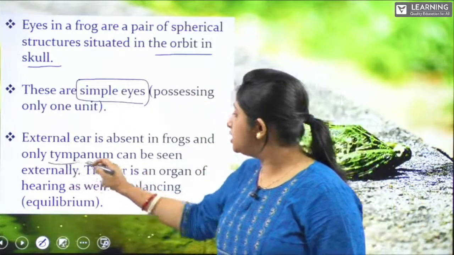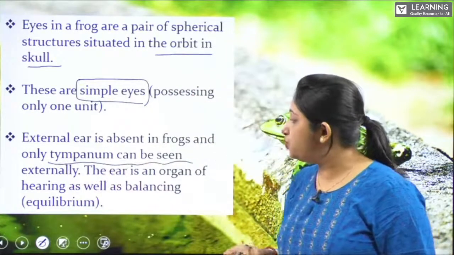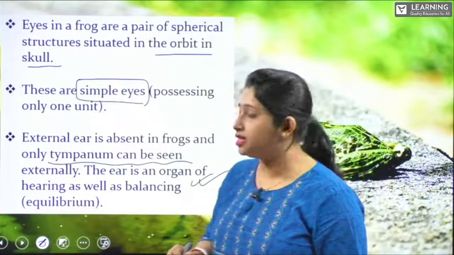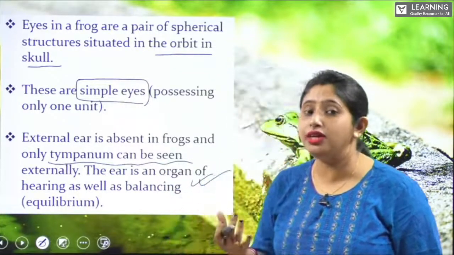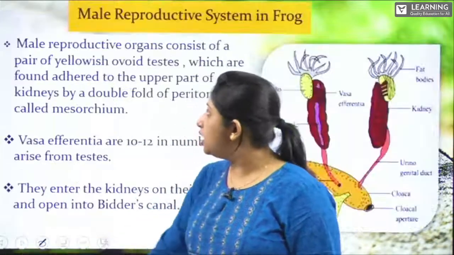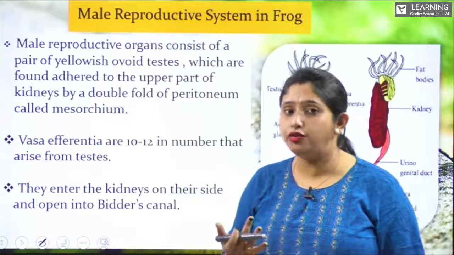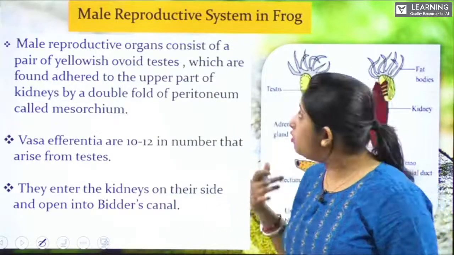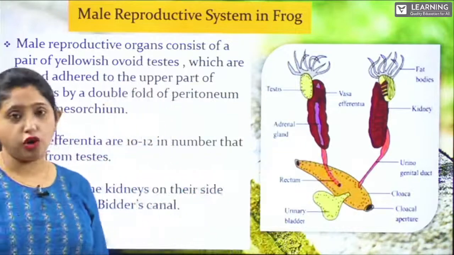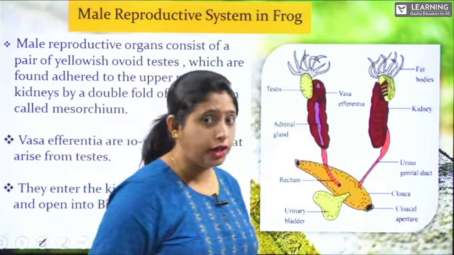And the tympanum, which is also responsible for balancing, helps them in hearing and also in balancing. So this is the sensory organ of the frogs. Now let us learn about the reproductive system of the frog, which is the last topic for today.